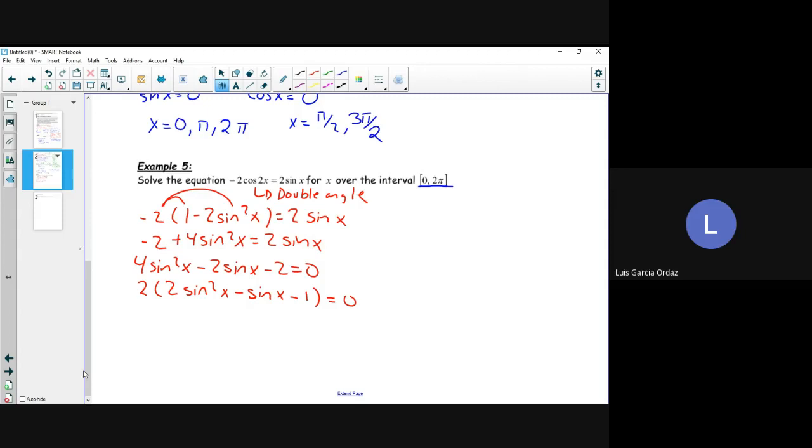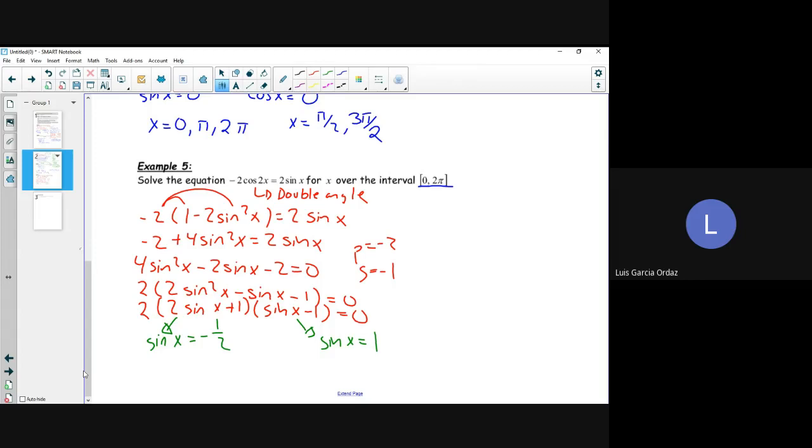And now we need to factor it using sum and product. So we know our product is equal to negative 2, and our sum is equal to negative 1. And this is something we've already seen. So when we factor it out, we get 2 bracket 2 sine x plus 1 times sine x minus 1 is equal to 0. So that means our two solutions are either sine x is equal to negative 1 over 2, which is what we already had in the previous question, or sine x is equal to positive 1.